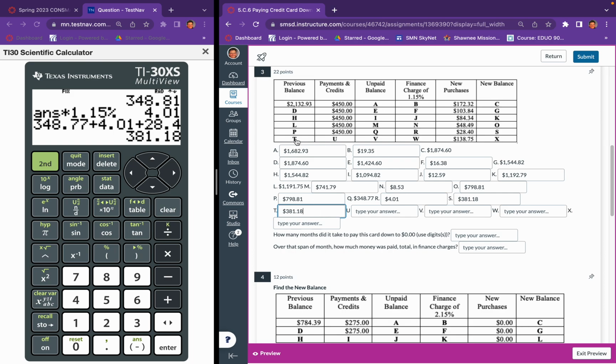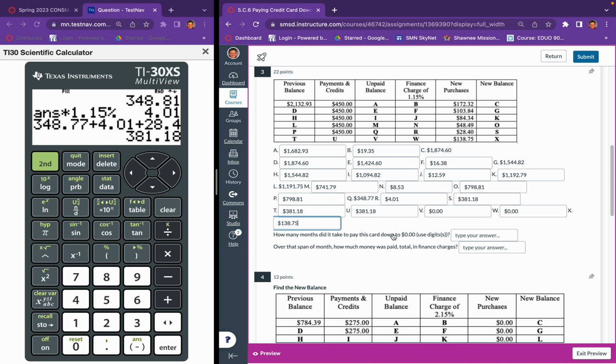Now, because we finally got below $450, we're not going to pay them $450 anymore. We're going to pay them what we owe them. And if we pay them what we owe them, we do not have a balance. And if we don't have a balance, we don't have a finance charge, because if we don't owe them anything, they can't charge us anything. Then whatever we put on the card, $138.75, is what we need to pay them.